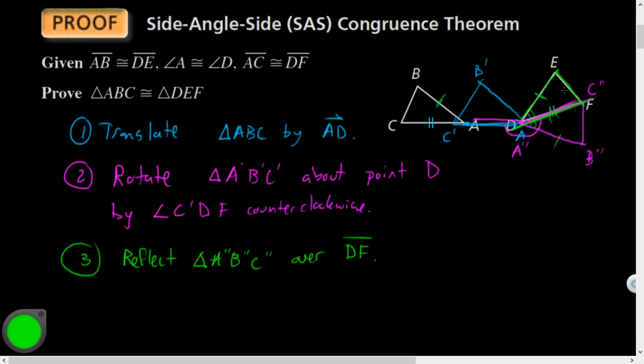And then it turns out that EF and B double prime C double prime will match up. So then I could conclude that, since there is a similarity transformation that maps the triangles onto each other, it is a similarity transformation.